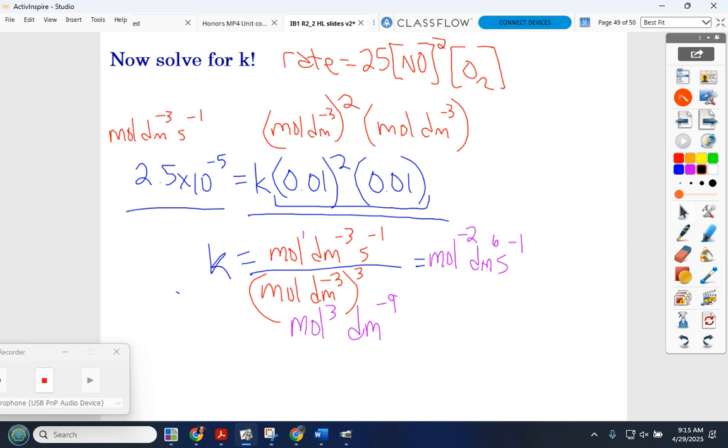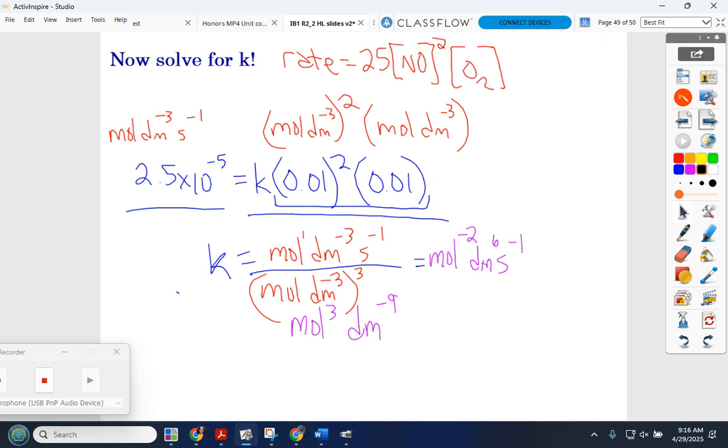So what we basically end up with here, when we move this term over to the other side, to the denominator, to solve for K, is we have our moles per decimeter cubed per second here, and then we're dividing by moles per decimeter cubed in this case, okay? Because we have an overall third order reaction. Second order with respect to one, first order with respect to the other, overall third order.